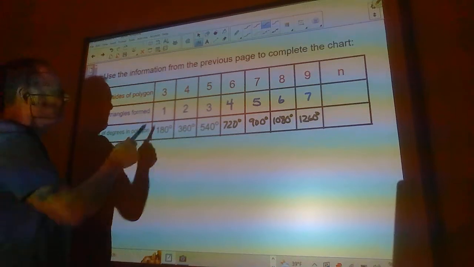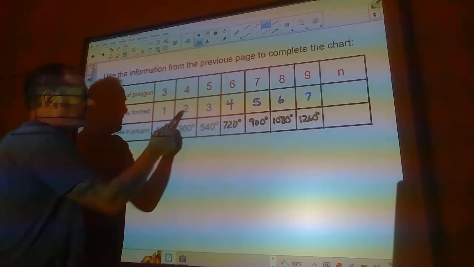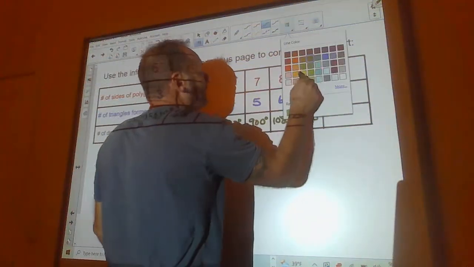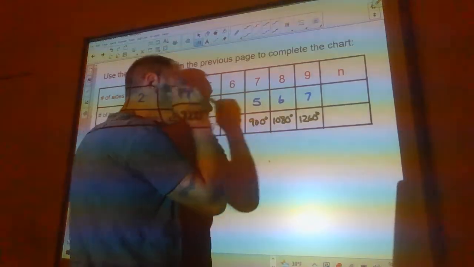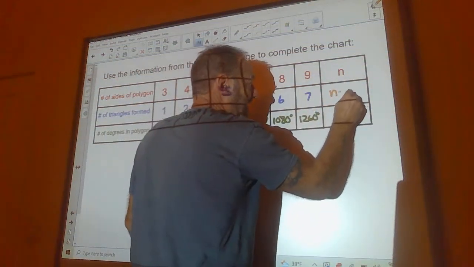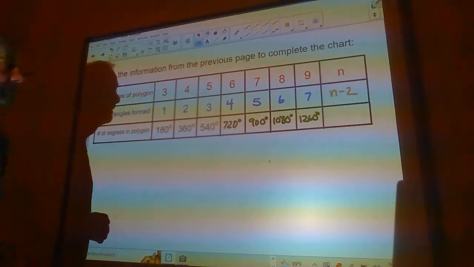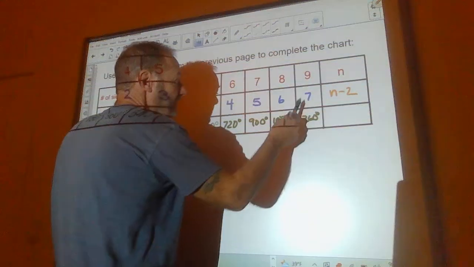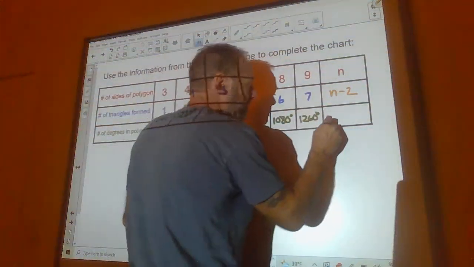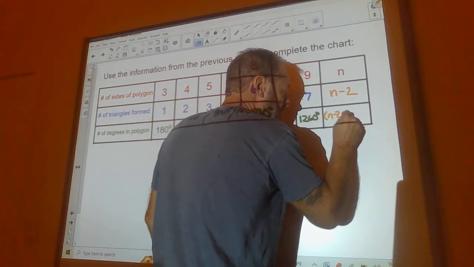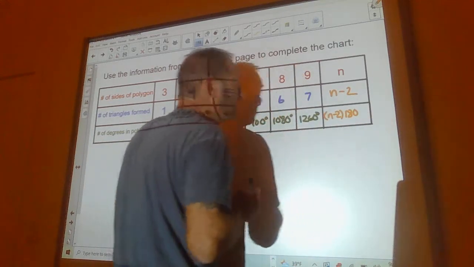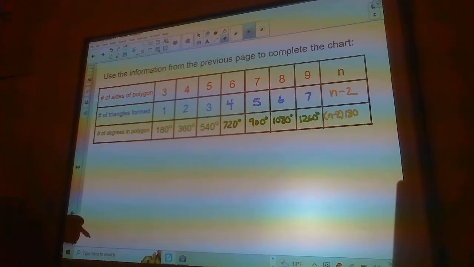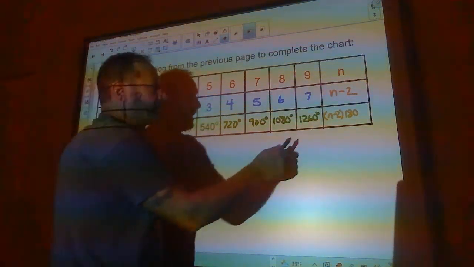So if you look at the pattern, I had 3 sides made 1 triangle, 4 sides made 2 triangles, 5 sides made 3 triangles, and so on. So each time, this ended up being 2 less than the number of sides. So this is going to be n minus 2 right here. So I can make n minus 2 triangles, and then I take this number and multiply it by 180. So n minus 2 times 180 will tell me how many degrees there are in an n-sided polygon. So this is my formula that I want right here.